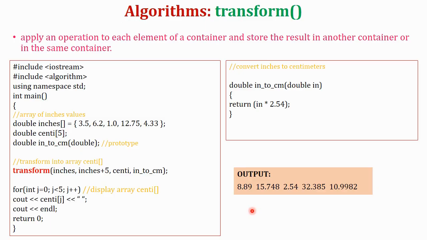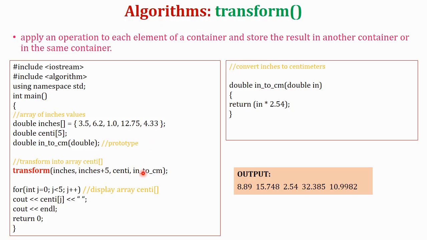And the next one is transform. It will apply an operation to each element of the container and store the result in another container, or in the same container itself. For example, here is a double array with a collection of some values, and next is an empty double array of size 5. Then there is the function prototype declaration. Here we are calling transform. The first parameter is the first array name, comma, then we go till the end, that is inches plus 5, then mention the function name.